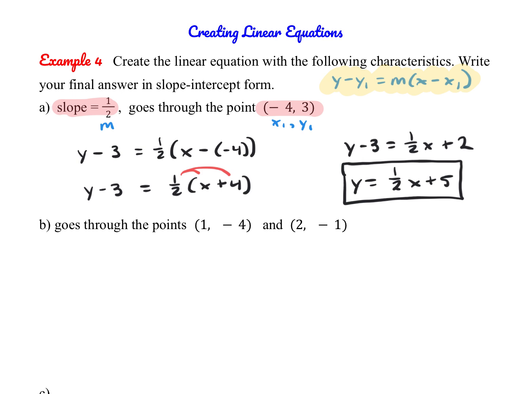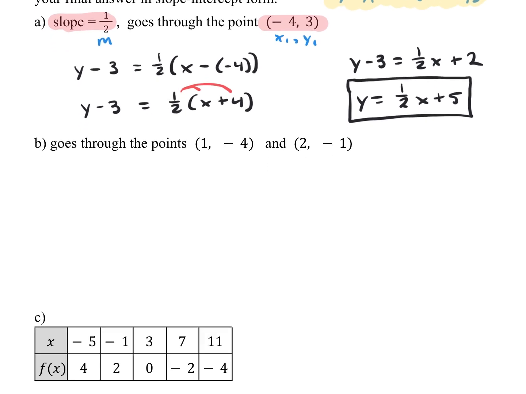All right, let's look at this next example. Here, we want to make an equation that goes through these 2 points. So you notice that I have a coordinate, actually I have 2 coordinates, so I could use either one, but I don't have the slope. So the first thing we're going to need to do is find the slope of our line using our slope formula, which is right here.